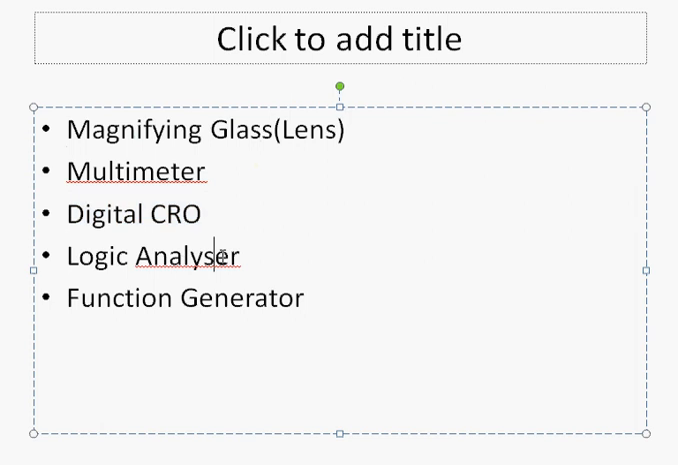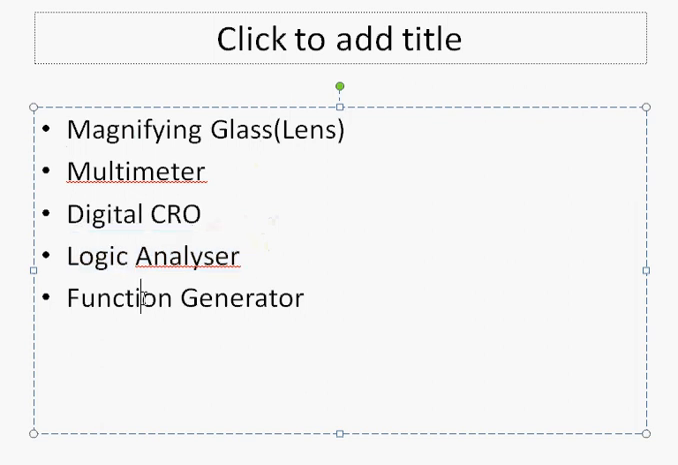The next one is a logic analyzer. Logic implies binary. So sometimes your circuit might give you binary signals, in the form of zeros and ones, and for analyzing them you have a separate tool which you call a logic analyzer. This is not meant for handling analog signals. For capturing digital data in the form of zeros and ones, we use this logic analyzer.